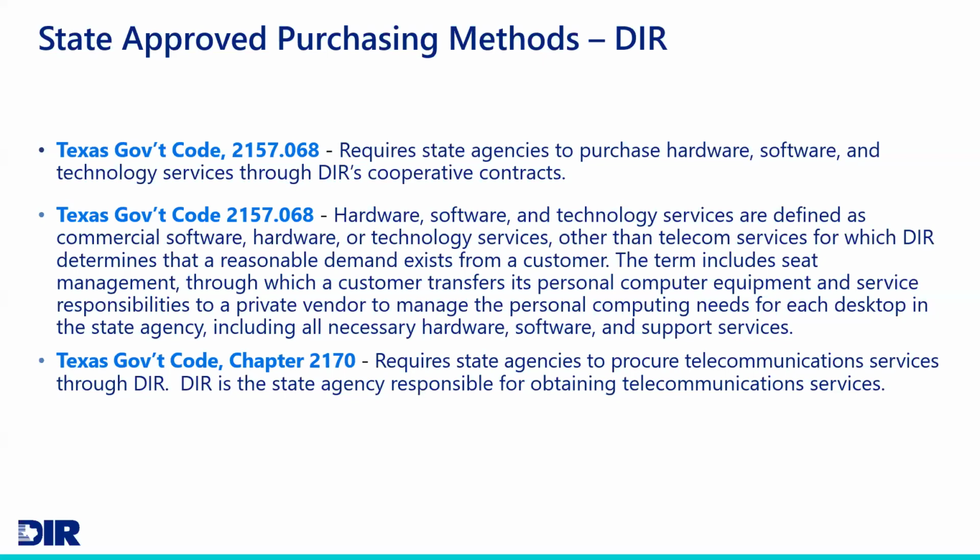And then it is Texas Government Code 2170 that again does require state agencies to procure telecommunications services through DIR, as we are the agency responsible for obtaining those types of services. And again, while that code specifically applies to state agencies, all of your entities here today are eligible to procure telecom services through DIR.